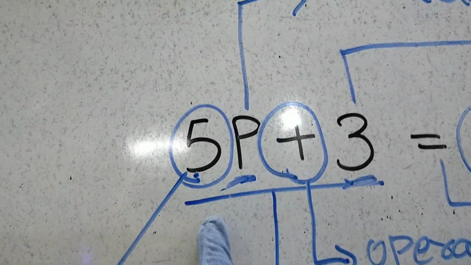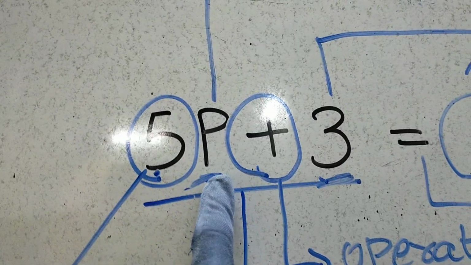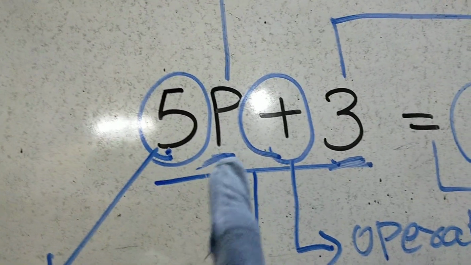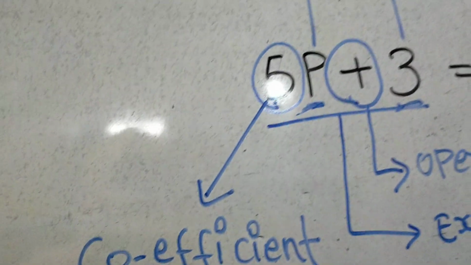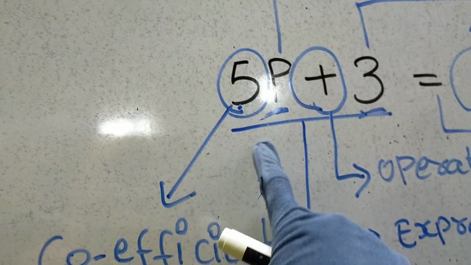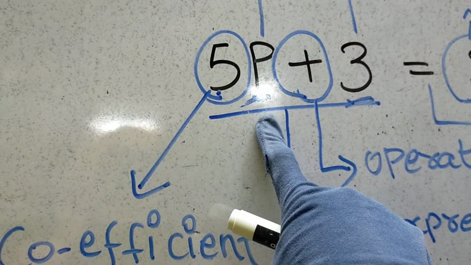Then next you have the coefficient. The number that comes along with an alphabet. Okay? 5p, 6z, 7x, like that. So that 7 which is coming along with the x is what? Coefficient. Okay? This shows how many times the variable will be multiplied.